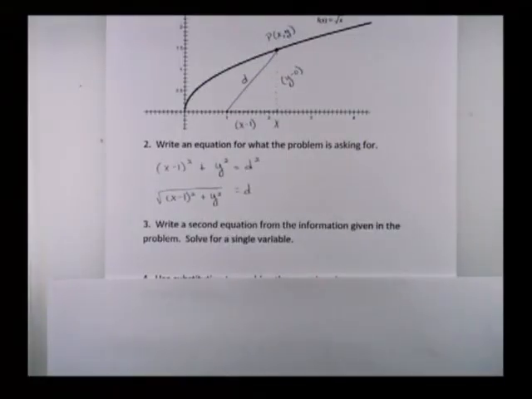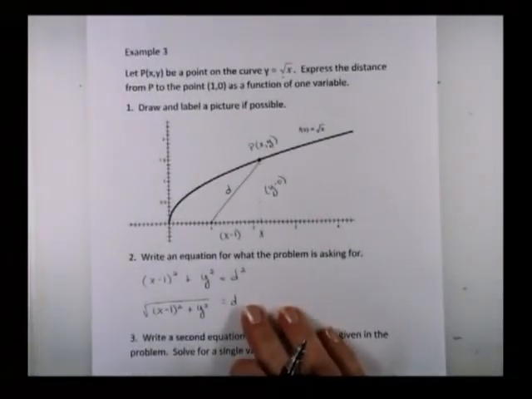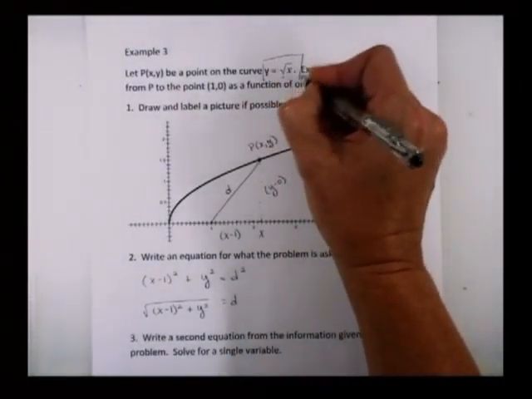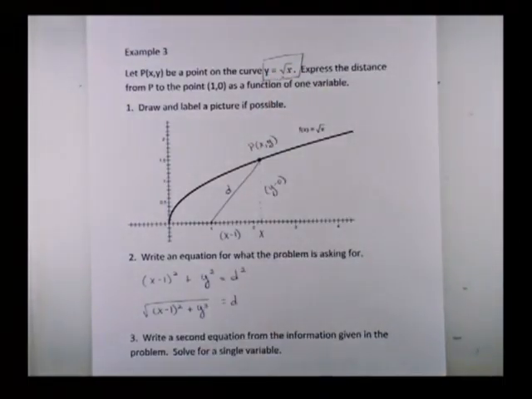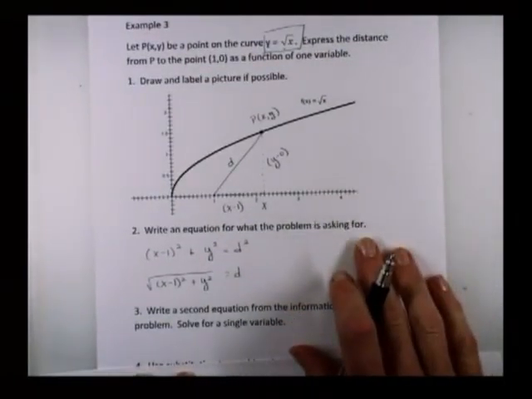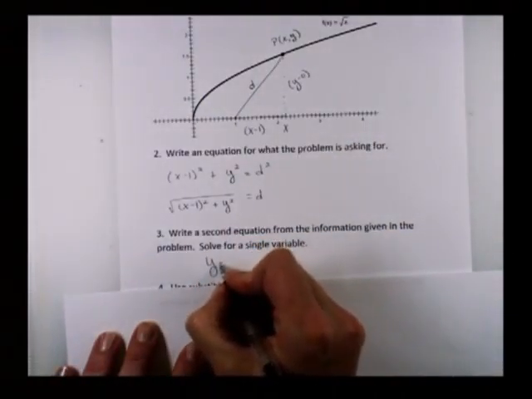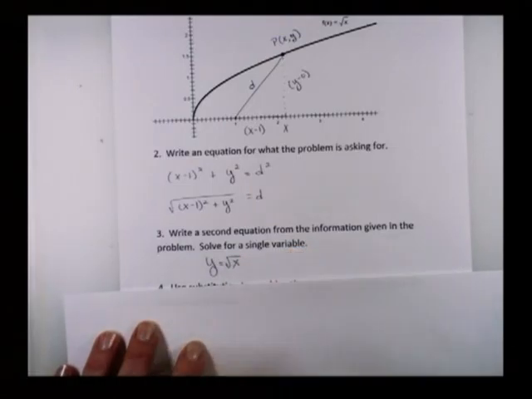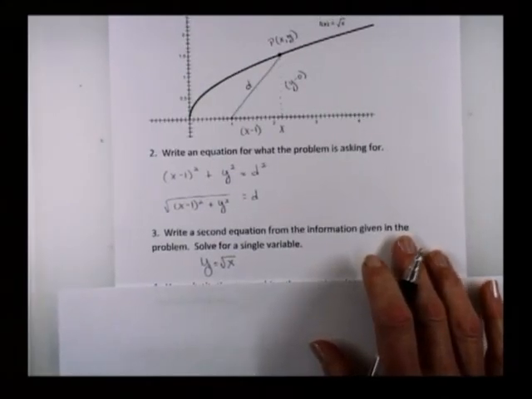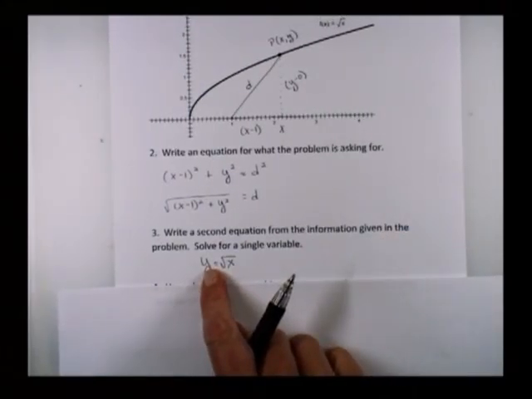All right, third step, remember, is to try to find a second equation from the information given. The beauty of this problem is, look back up here, you are given an equation. We don't even have to figure it out or try to come up with a formula. So my second equation is y equals square root of x. And step 3 is we need to solve this for a variable. Done. It's already equal to y.